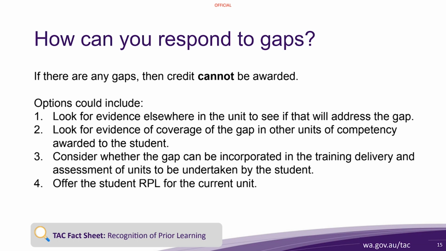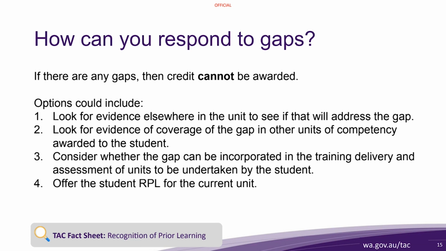So you can look elsewhere in the unit of competency to see if the gap is addressed in another way. You might even look for evidence of coverage of the gap in other units of competency that have been awarded to the student. So, for example, in the case that we were just talking about, they may well have done a unit of competency relating to safe work practices, emergency procedures, and reporting and managing hazards, which were some of the gaps. They may have even done another unit relating to communicating in the workplace. It may well be that that individual has achieved the qualities that have been required by the new unit of competency, but in a different way.